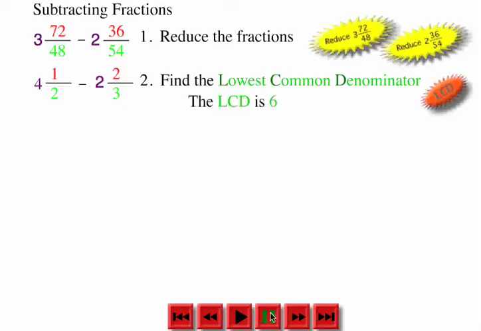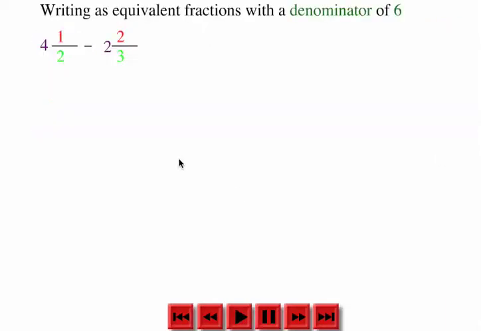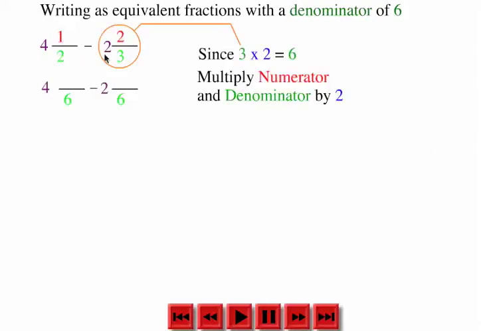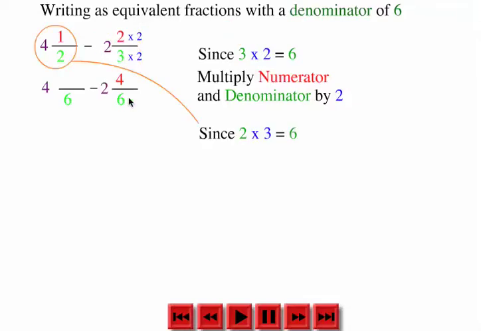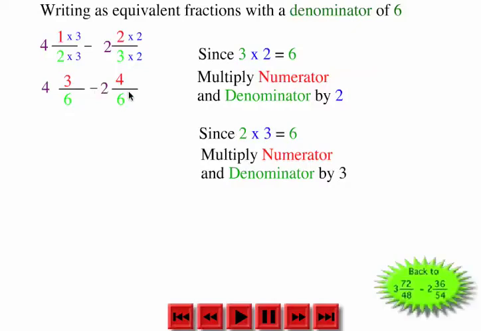Now we want to find the lowest common denominator, which between 2 and 3 is going to be 6. So we write each fraction with the lowest common denominator. And let's see how we do that. So we have 4 and 1/2 take away 2 and 2/3, and so we're looking at the 2/3, and 3 times 2 is 6. So we're going to multiply the top times 2 and get 4. The 2 times 3 is 6, so we do the same to the top, times 3, and get 3. So we have 4 and 3/6 take away 2 and 4/6.